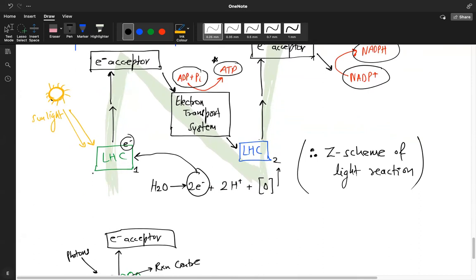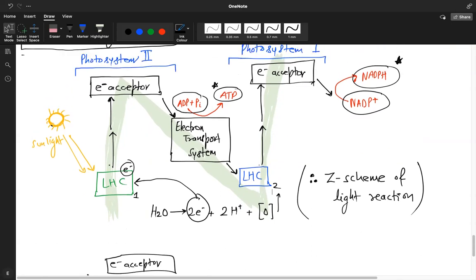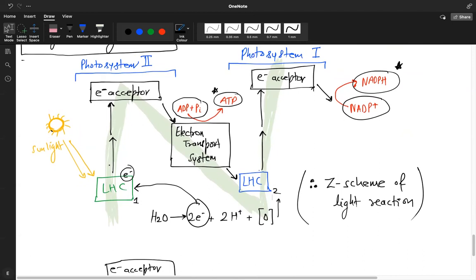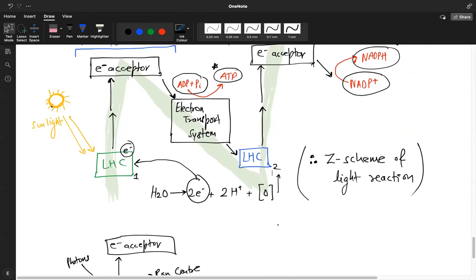So LHC1, light harvesting complex 1, do you think it will absorb at higher wavelength or smaller wavelength? Yusuf, what is your speculation? You have studied in physics the relationship between wavelength and energy, correct? What is the relationship between wavelength and energy? Can you tell me?